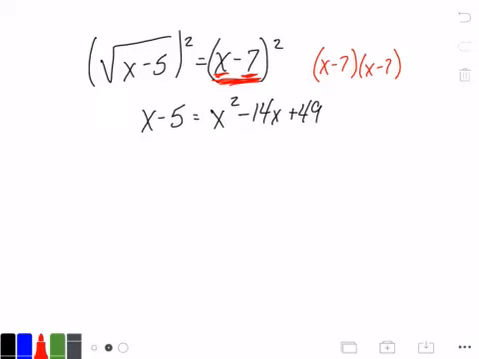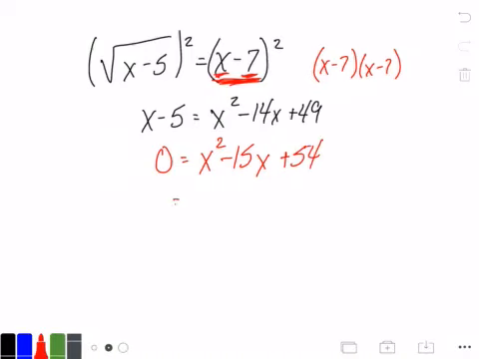Now, just like last problem, I need to go ahead and get x by itself. So when you do that, I'm going to move the 5 over, or the negative 5 over and the x over, and that leaves me with 0 equals x squared minus 15x, and then plus 54.